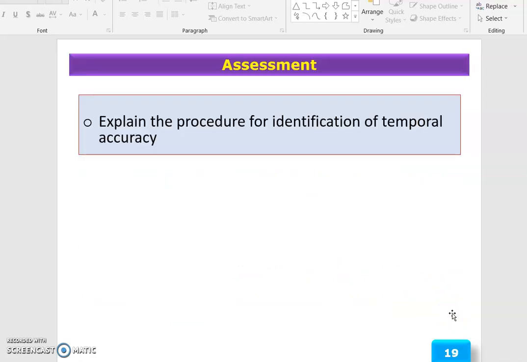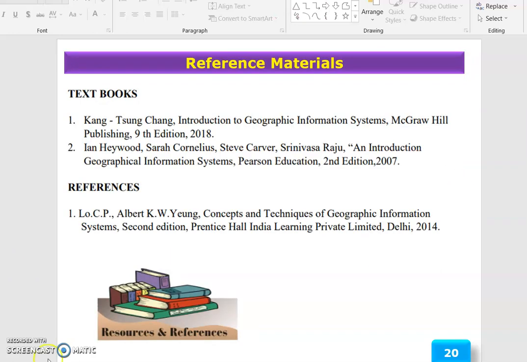The assessment of this session is to explain the procedure for identification of temporal accuracy. These are the reference books.